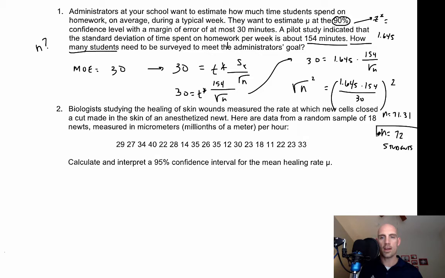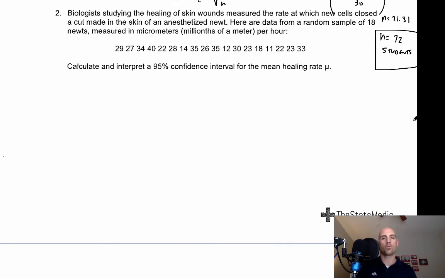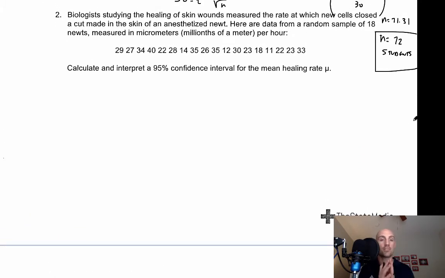Okay? And I breezed over a little bit of the math there, but those are the algebraic manipulations. The important part for us as AP Stat students is to understand what they're asking for, and they're asking us to find that n by working backwards from that margin of error formula.